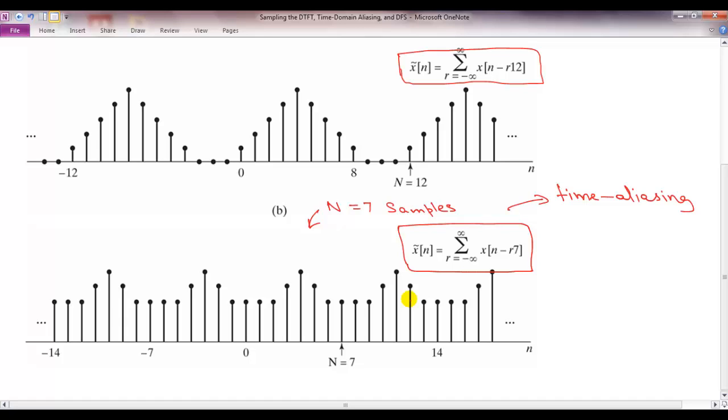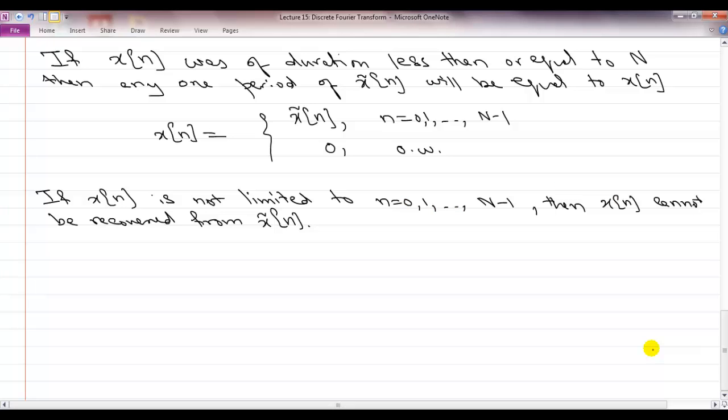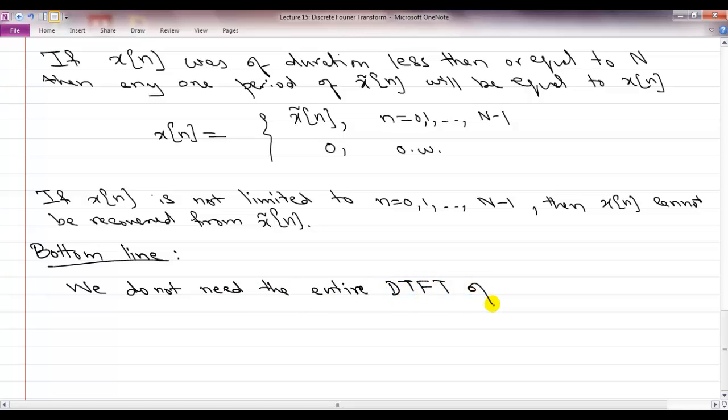Very analogous to the sampling of a sequence in the time domain, now we are doing sampling in the frequency domain. And the fact that we can represent the whole sequence by just a few samples of its DTFT is the heart of the definition of the discrete Fourier transform. So the main message of this discussion is that we do not need the entire DTFT of a sequence x[n] to recover the sequence.